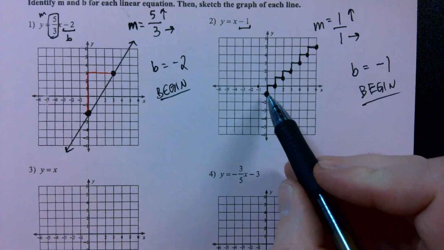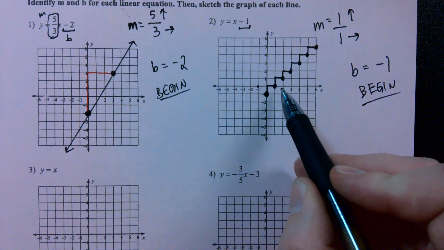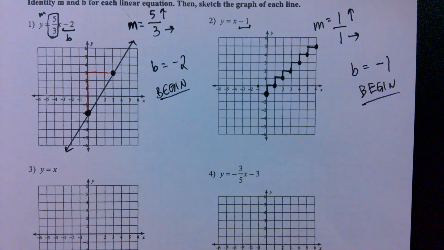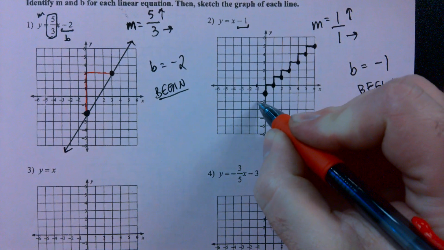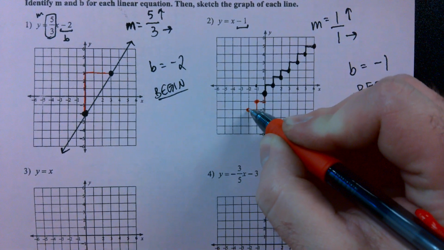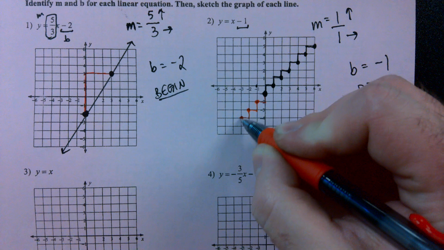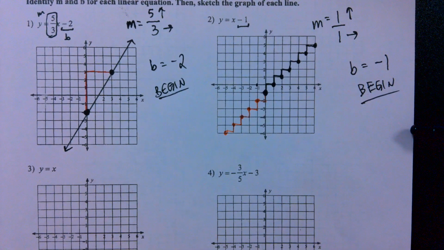Now, I have space on the left side of my graph here, too, right? So instead of going up and right, what's the opposite of going up and right? Down and left. So we're going to reverse it. I'm going to go back to my beginning. I'm going to go down 1, left 1, dot. Down 1, left 1, dot. And I'm going to continue that as far as I can go.